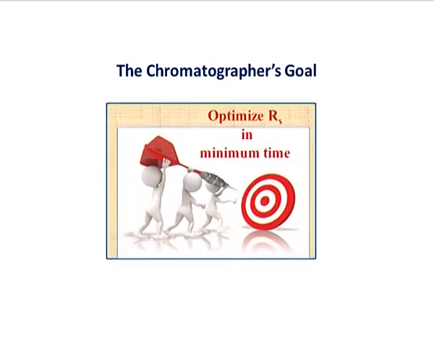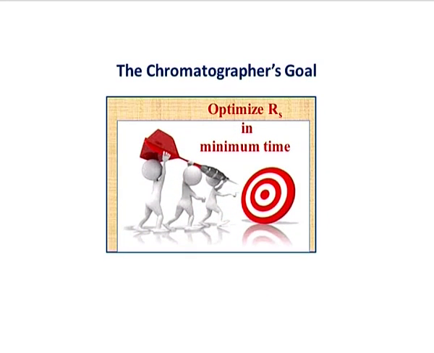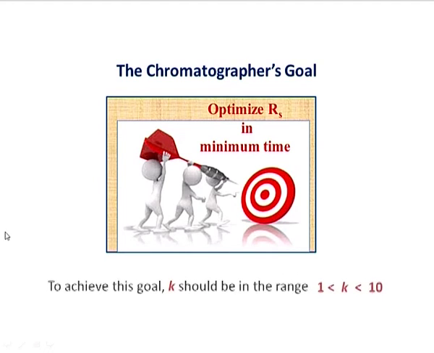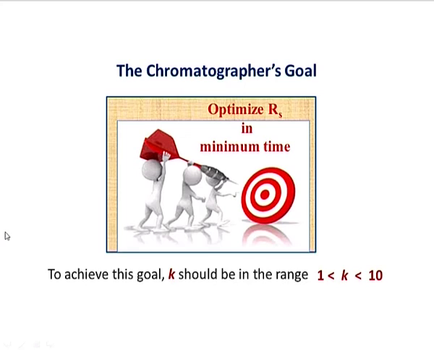What do we actually desire then? What is a chromatographer's goal? A chromatographer's goal is to optimize resolution and minimize time. And using this concept of K, one should be looking at a range of k between 1 and 10. If it is less than 1, elution is very fast. If it is greater than 10, it means elution is taking unnecessarily long time.